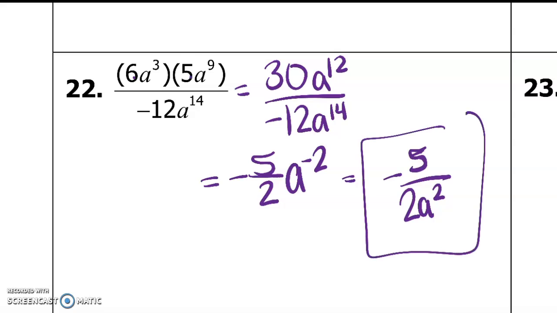Again, you can either put your negative up top with the 5, or if you want, you can always put it out in front, but just do not ever put it on the bottom.